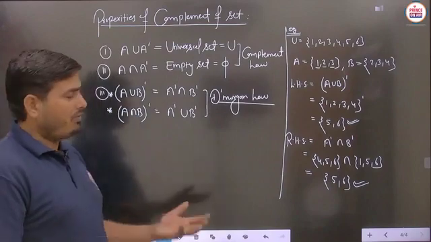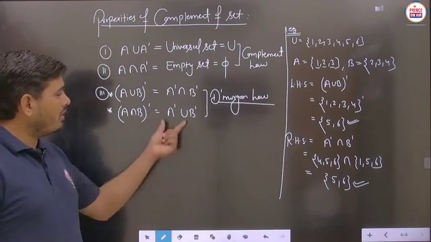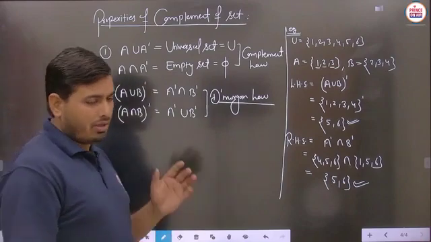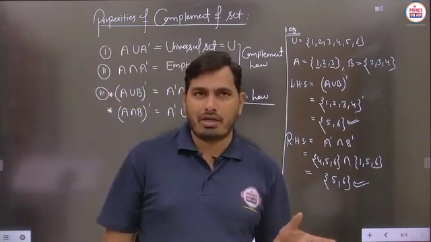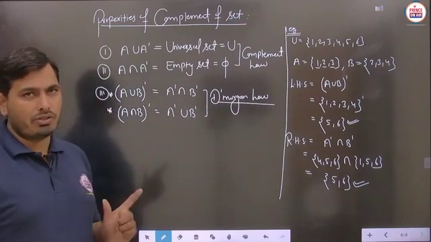Before that, if any complementary set is to be obtained, then you can easily solve the complementary part of that. Meaning, if we want to get the complement of any set, then you can just subtract it from the U. Is it clear?